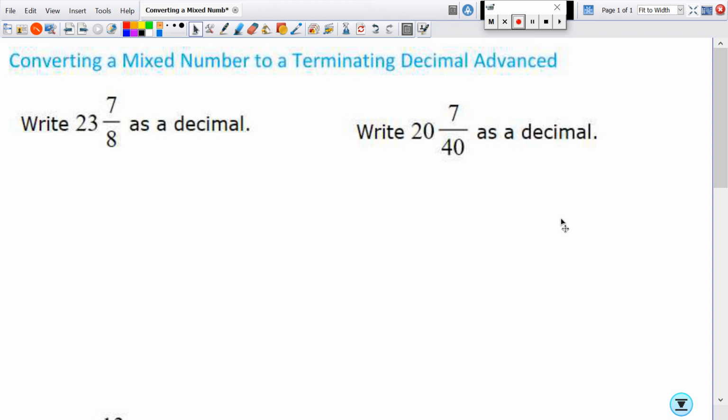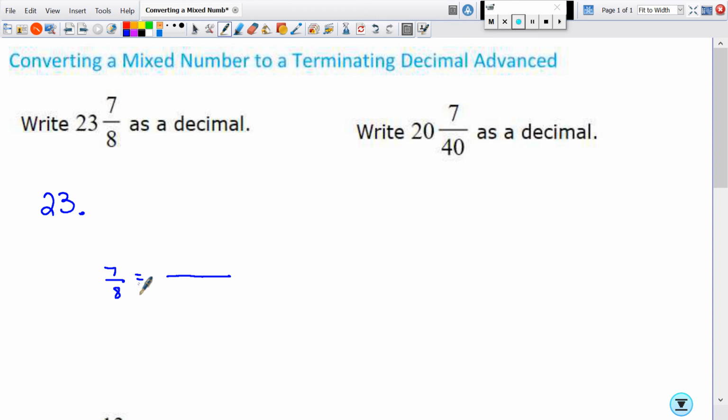Okay, to convert a mixed number to a terminating decimal, whatever's in front of the fraction goes in front of your decimal point in the answer. So 23 point, now you actually have to deal with the fraction itself because that's what goes after the decimal. So 7/8, if you can make that be a power of 10, that's the easiest way to do this.